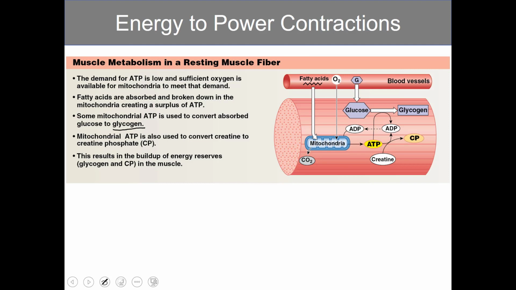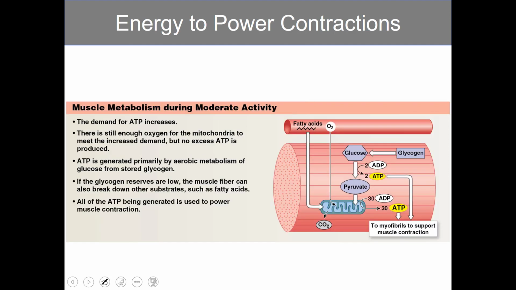Mitochondrial ATP is used to convert creatine to creatine phosphate, so you get a little bit of backup storage energy, and it's going to result in a buildup of energy reserves, both in the form of glycogen and CP in the muscle. So that is at rest. When we look at moderate activity, the demand for ATP is going to increase because the muscle is working at a moderate level. There's still enough oxygen for the mitochondria to meet the demand, so you don't have to worry about the cell moving into an anaerobic metabolic state.